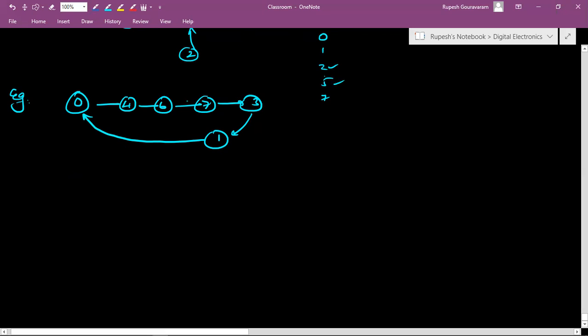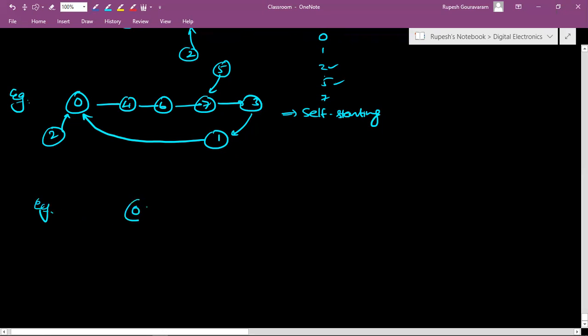But if 2 and 5 are arranged like this, so if 2 occurs, then it goes to 0. If 5 occurs, it goes to 7. If such kind of case occurs, then this is a self-starting counter again. And there is one more scenario also. Suppose 2 and 5 are interlinked like this. So there is this another example.